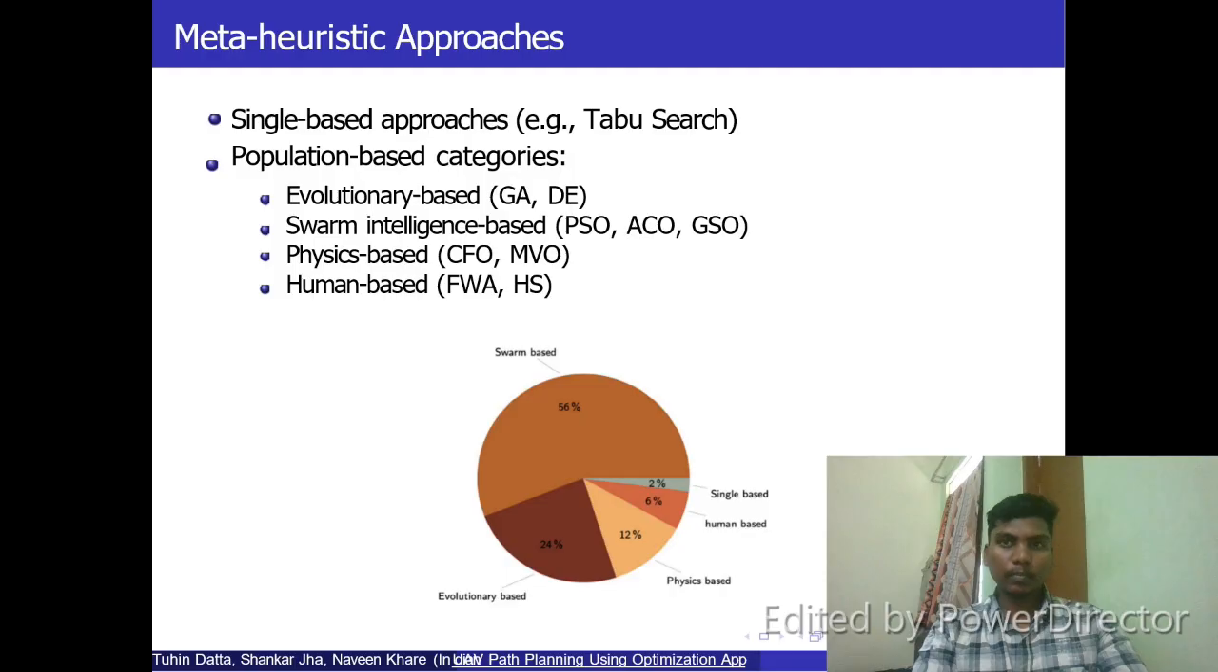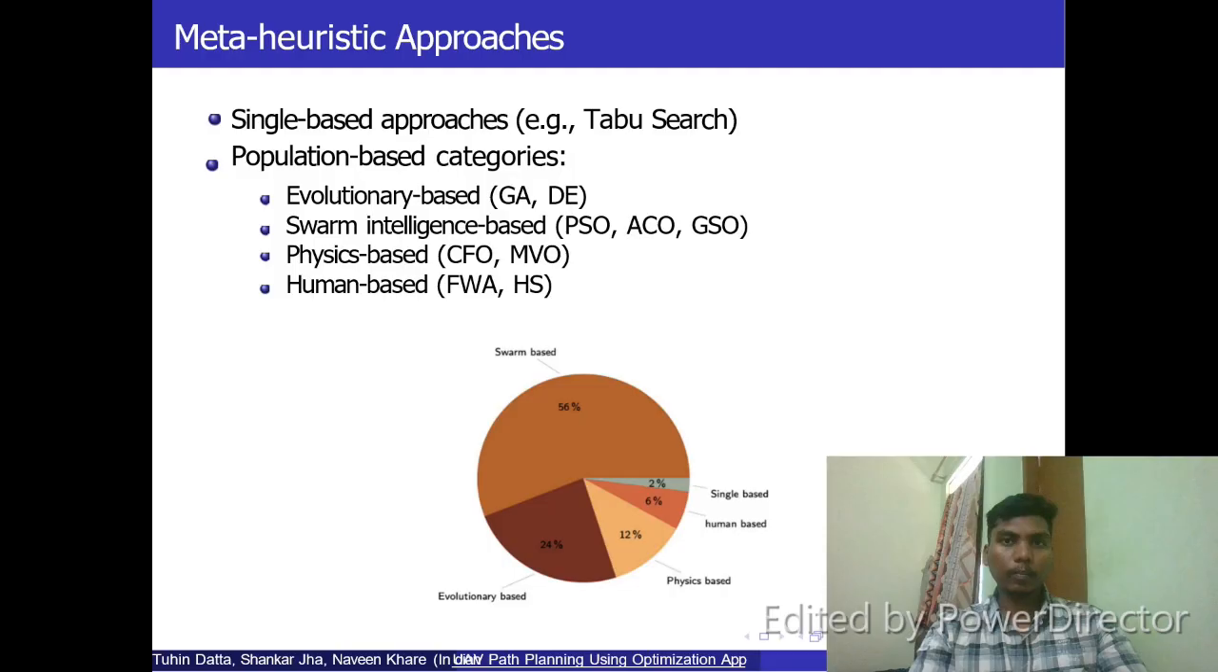Swarm intelligence based methods like particle swarm optimization, ant colony optimization, and glowworm swarm optimization are the most widely used meta-heuristics due to their fast convergence and solution generation capabilities, though they can sometimes be trapped in local optima. Physics-based algorithms like central force optimization and multiverse optimizer are capable of escaping local optima but are computationally intensive.